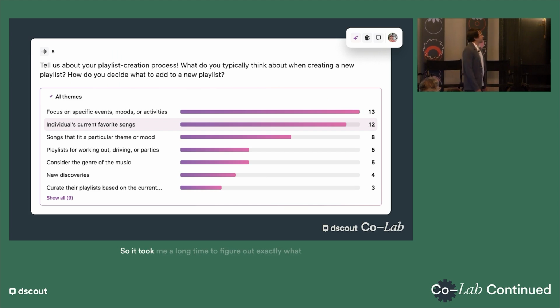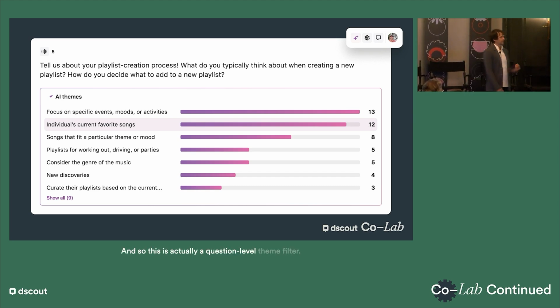So it took me a long time to figure out exactly what example I wanted to present today at this CoLab. We have done so much research over the past year, and we had all kinds of POCs that are really exciting. But I ended up deciding to talk about something that released to general availability production back in July. And so this is actually a question-level theme filter.